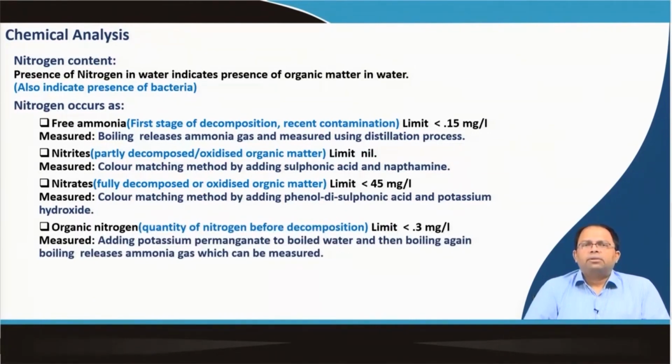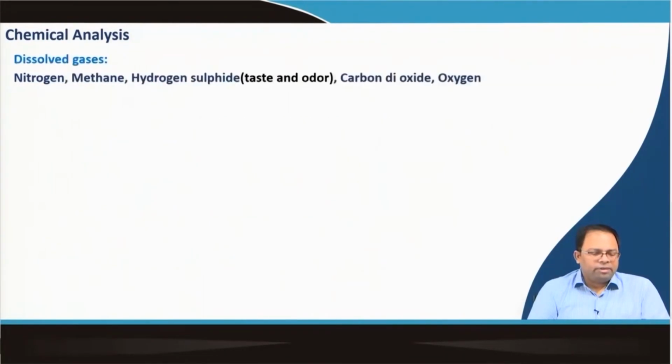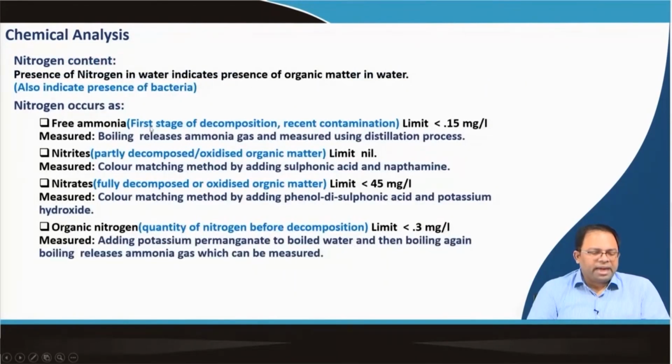And then organic nitrogen, this is the quantity of nitrogen before decomposition, and the limit is 0.3 milligram per liter. This could be determined by adding potassium permanganate to the water and then boiling that. This boiling will release ammonia gas, which could be measured, and from there we can measure the quantity of this nitrogen.